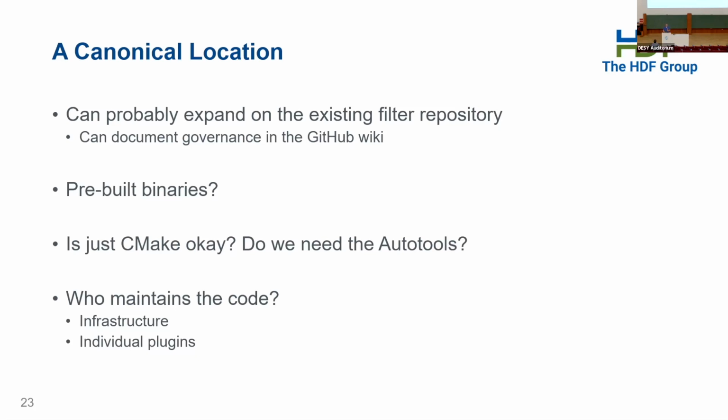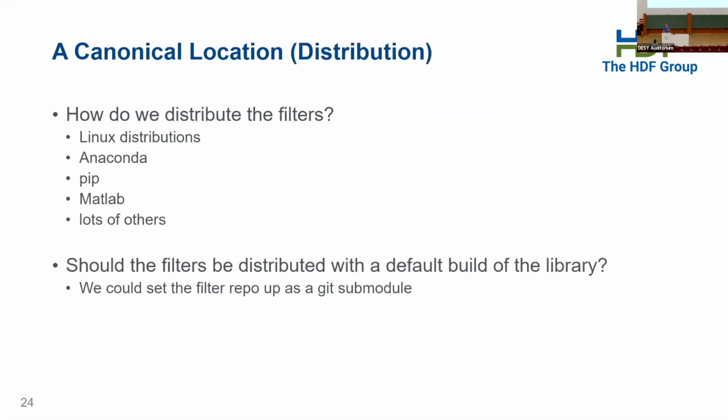We need to decide who's going to be responsible for updating the infrastructure and fixing things when there are problems. And then how do we distribute the filters? How do we need to notify things like Anaconda and different Linux distributions? And then should they be distributed with the default build of the library? Right now, the HDF5 plugins are distributed with the binaries that we create. Do we want to continue to do that?